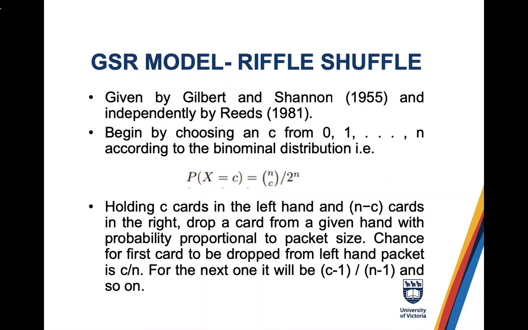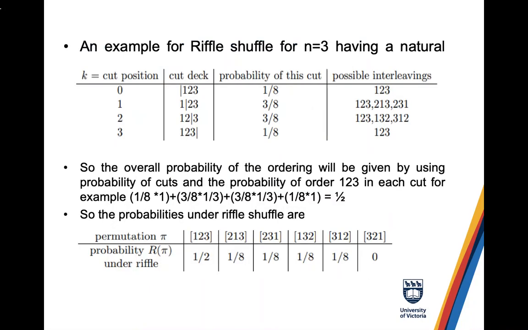The chance for the first card to be dropped from the left hand packet is C by n. And for the next one, it will be C minus 1 upon n minus 1, because we used the first card. An example of riffle shuffle for n equal to 3 is given below. Taking the first case, where the deck is cut from the very beginning, we have the probability of 1, 2, 3 being 1 by 8.